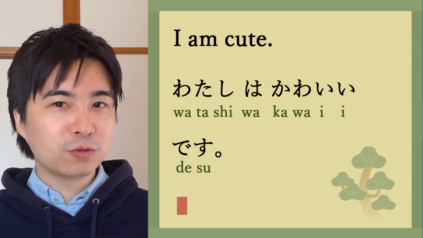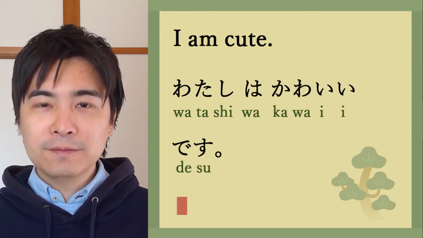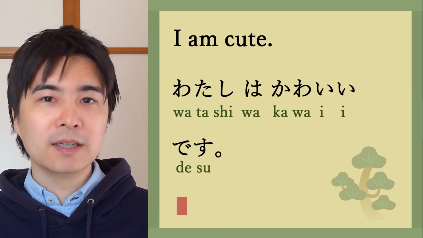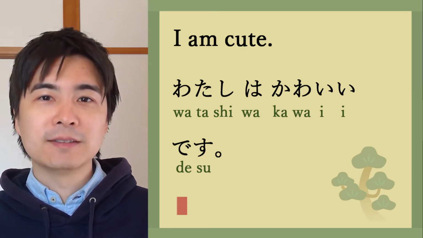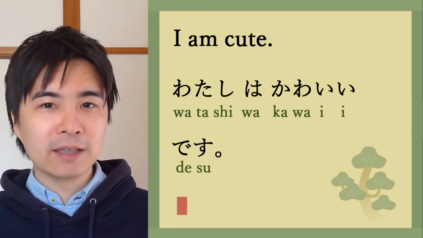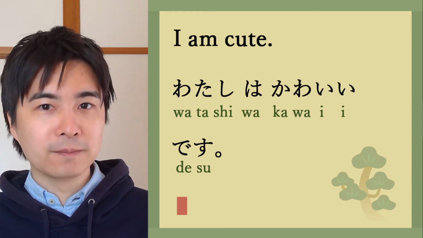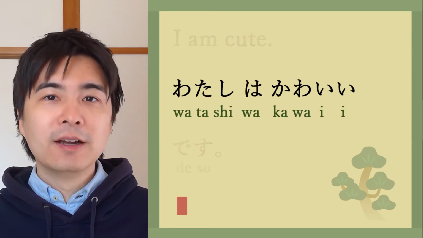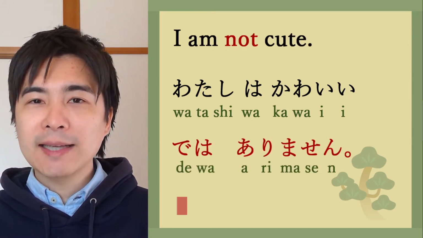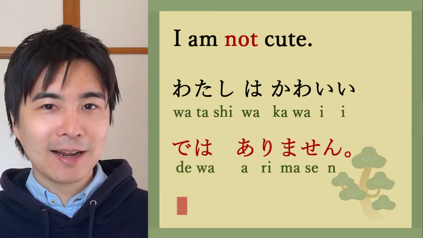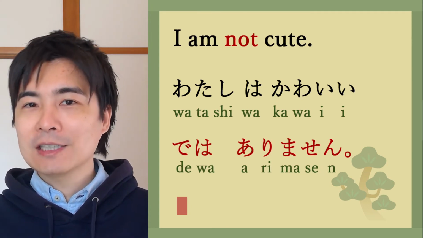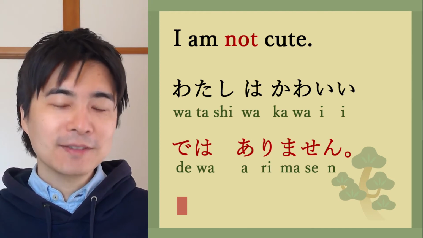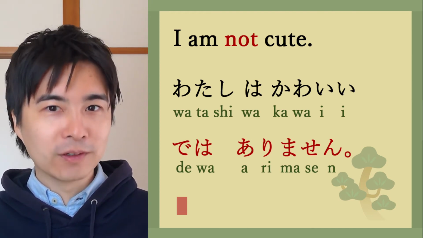Then how should we make this sentence negative? It's a little bit tricky. If かわいい were an adjective or a noun, it would be easy. We just need to change です into ではありません to make a sentence negative. So, in that case, it would be like 私はかわいいではありません. Do you think 私はかわいいではありません is okay? Actually, it is grammatically wrong.